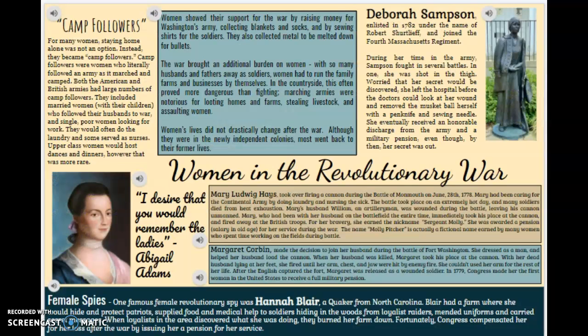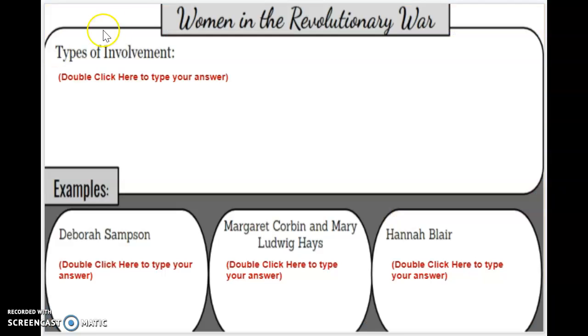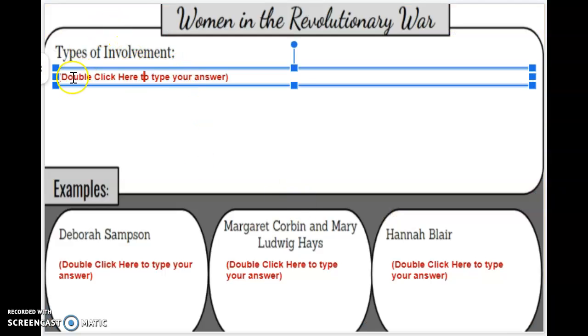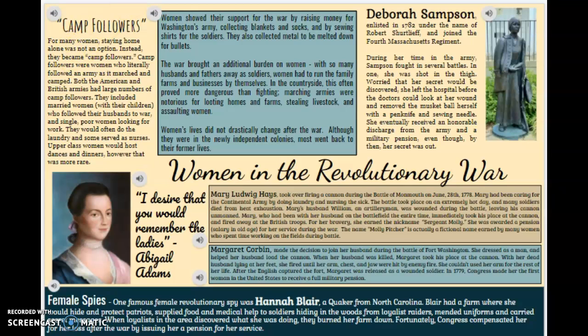All right, so let's look at the first poster. This is about women in the Revolutionary War. So let's skip on down to your questions. To answer questions, you're going to double click in the area where it says double click here to type your answer. You can highlight and hit backspace to clear it out and then go ahead and type in your answer. For women of the Revolutionary War, it says types of involvement. You can look right here at the beginning of this green box and also look into camp followers, and that will give you some idea of what women did and how they were involved in the Revolutionary War.